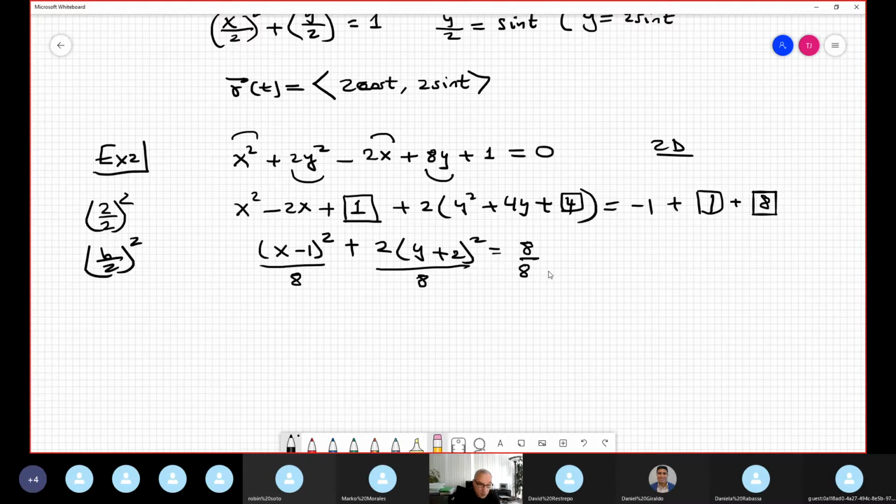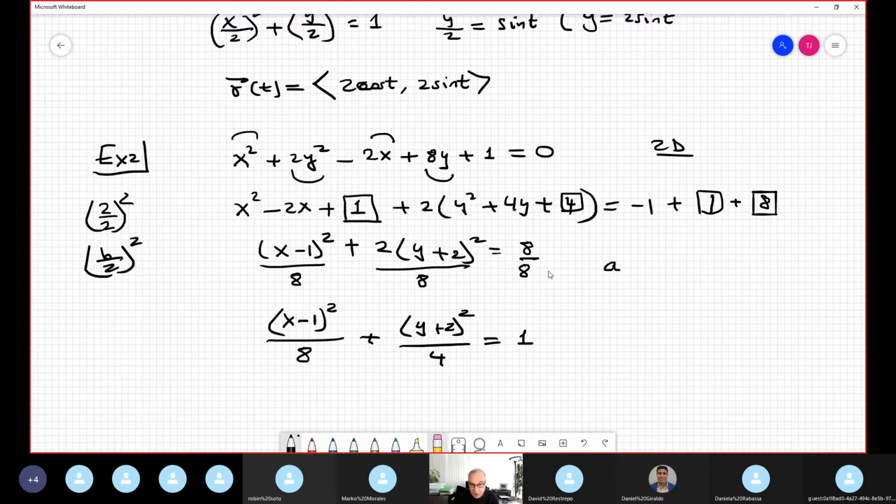So, we have (x minus 1) squared over 8 plus (y plus 2) squared over 4 equals 1. So it is obvious that the big number is a squared, therefore a is the square root of 8, which is 2 radical 2, and b squared is 4, so b is the square root of 4, which is 2. Here are x, a and b.